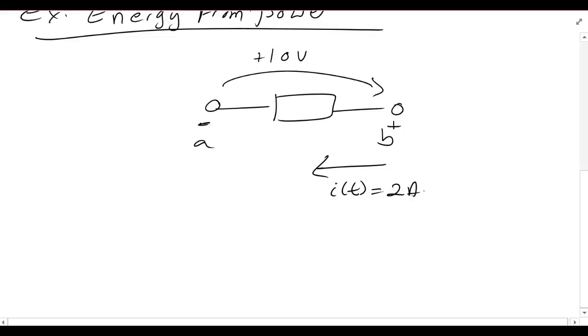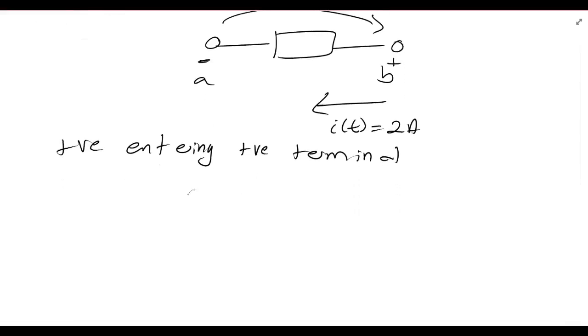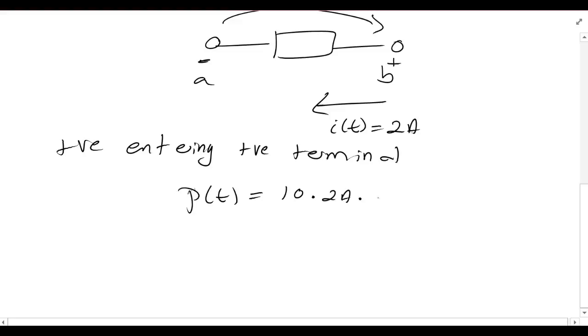Now, we have positive current entering positive terminal, which means the sign that I'm using is the positive. Power is a function of t, even though everything else is constant, is 10 volts times 2 amps times positive 1. So power of t is 20 watts.